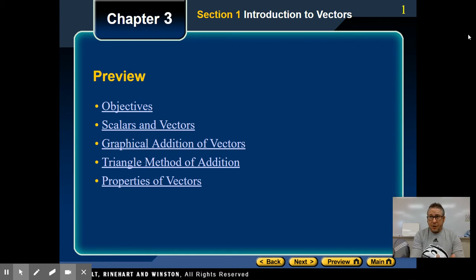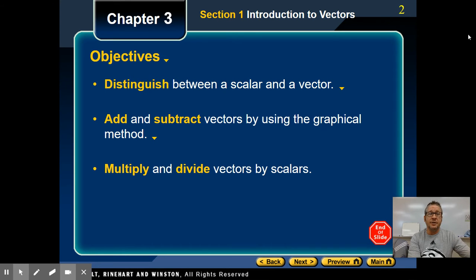Now, our goal in today's discussion is to distinguish between what's called a scalar and a vector, okay? Nothing too crazy about that. We're going to look at adding and subtracting vectors by using the graphical method. And then we're going to multiply and divide vectors by scalars. Now, we're actually going to do that. We're going to discuss what happens.